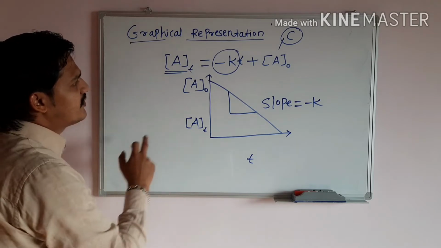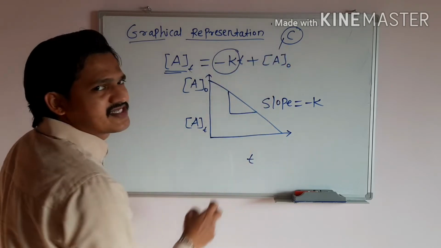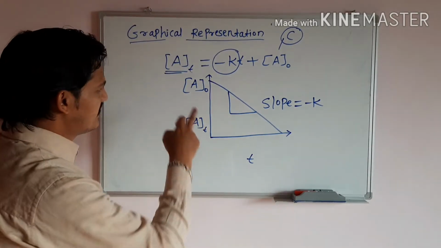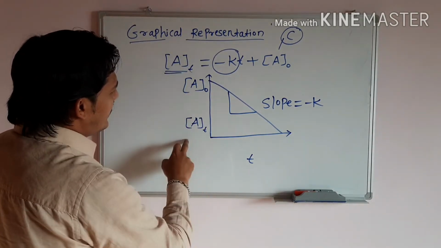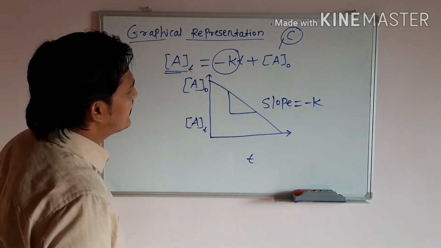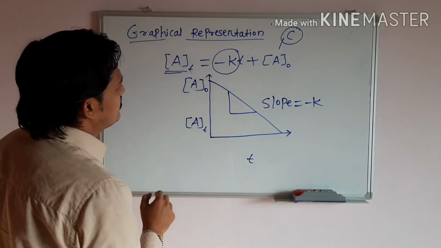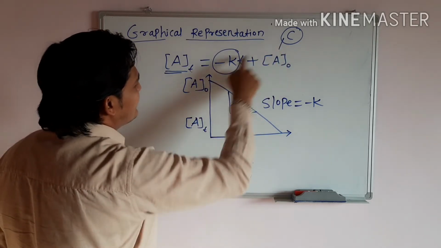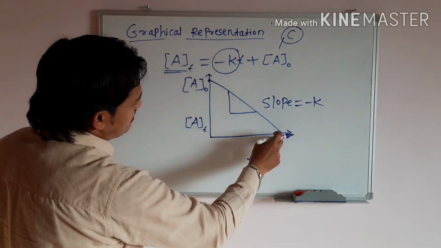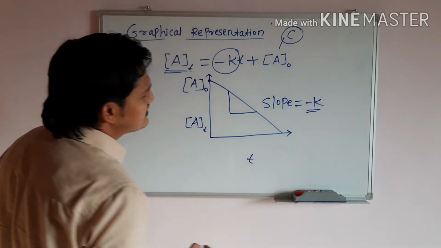This graph is also in the form of y is equal to mx plus c. C means intersection point or intercept. You already know the concept of intersection or intercept. This is AT on the y-axis, and on the x-axis it is t. Slope must be negative, so the graph must be in a decreasing direction. Here is AT, so here is the A0. Hence, I am satisfying c also. This is the c, intercept. Now the graph must be in decreasing order, the slope must be negative, and the value of the slope is minus k.